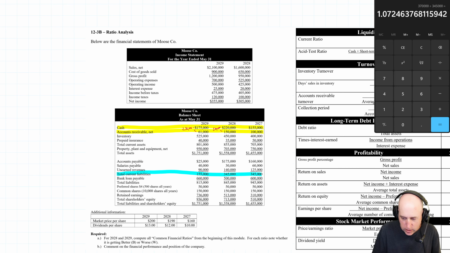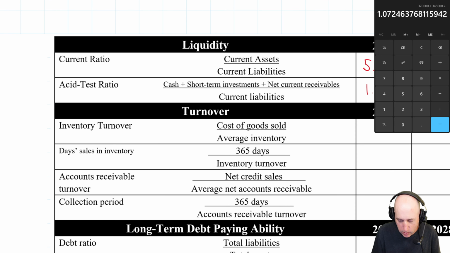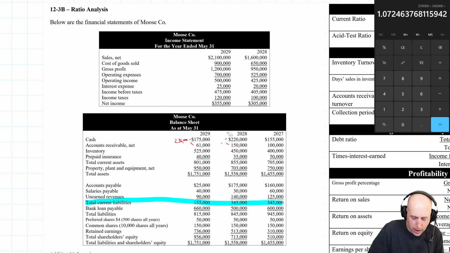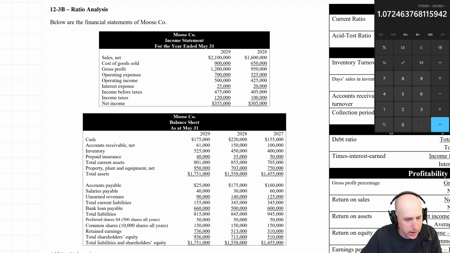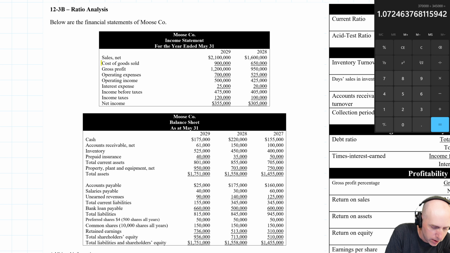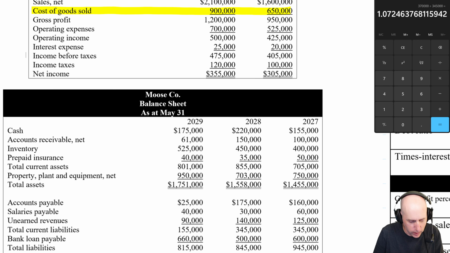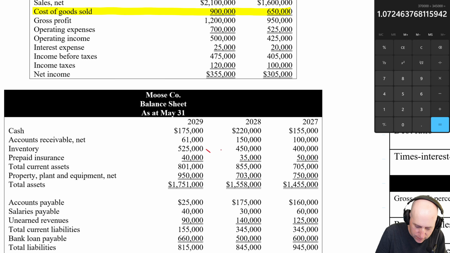For turnover ratios, cost of goods sold divided by average inventory. So let's highlight those. Cost of goods sold is, of course, on the income statement. I'll highlight it here in yellow. So that's going to be the numerator. The denominator is average inventory. This is something I always screwed up as a beginning student. The average inventory for 2029 is the average of these two numbers. The average inventory for 2028 is the average of these two numbers.